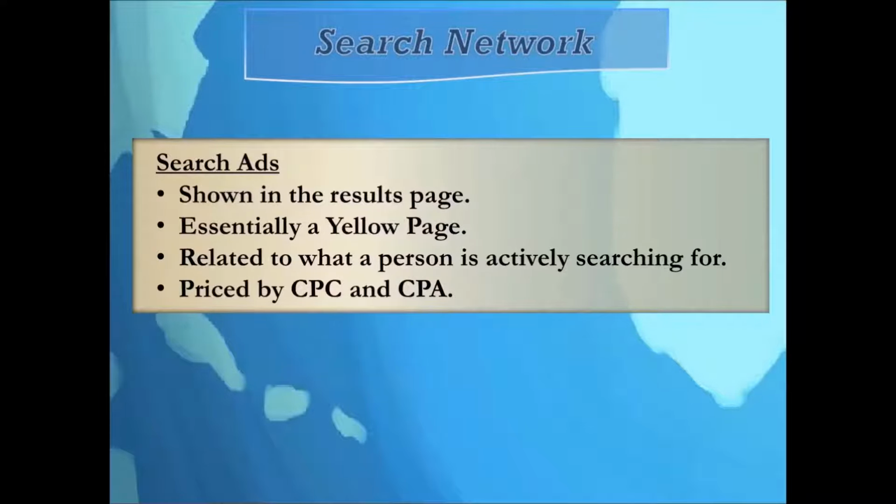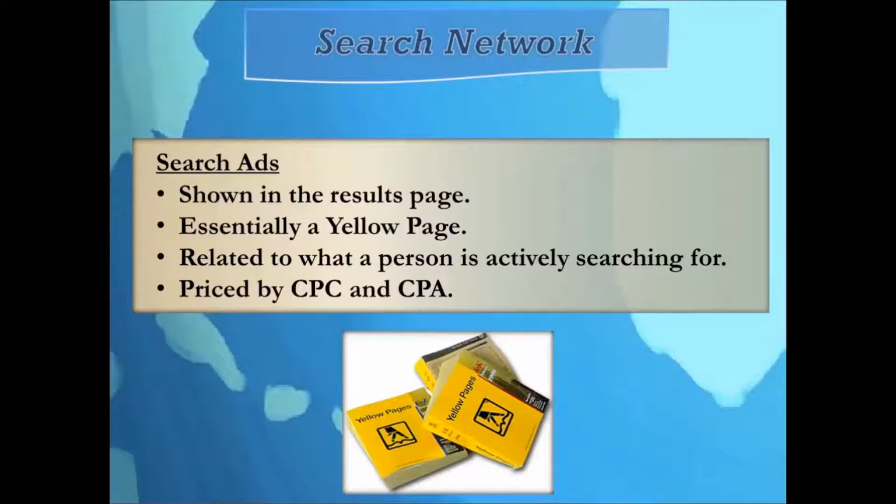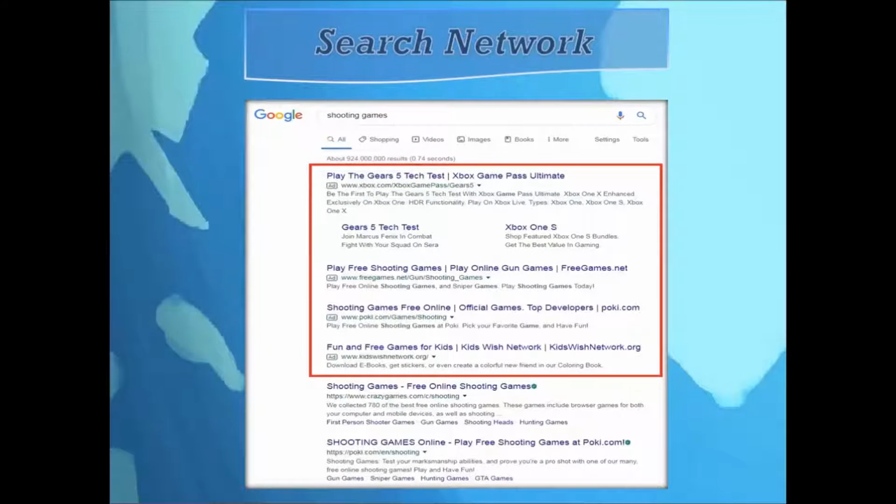Google Search Ads are ads shown in the results page when someone searches for something on Google. The Search Network acts like the good old yellow page where the ads for products or services are related to what a person is actively searching for. They are also based on a CPC and CPA pricing model, which we will talk about later. Here's an example of a search ad.